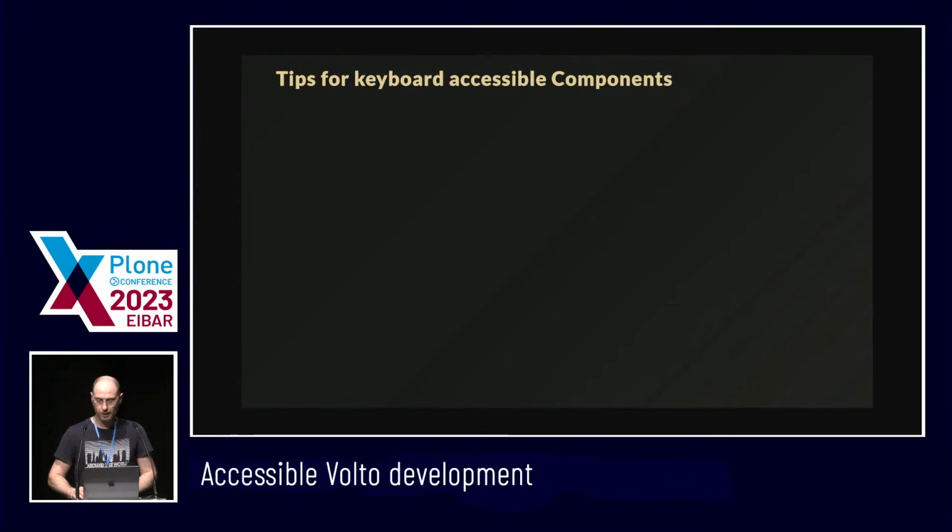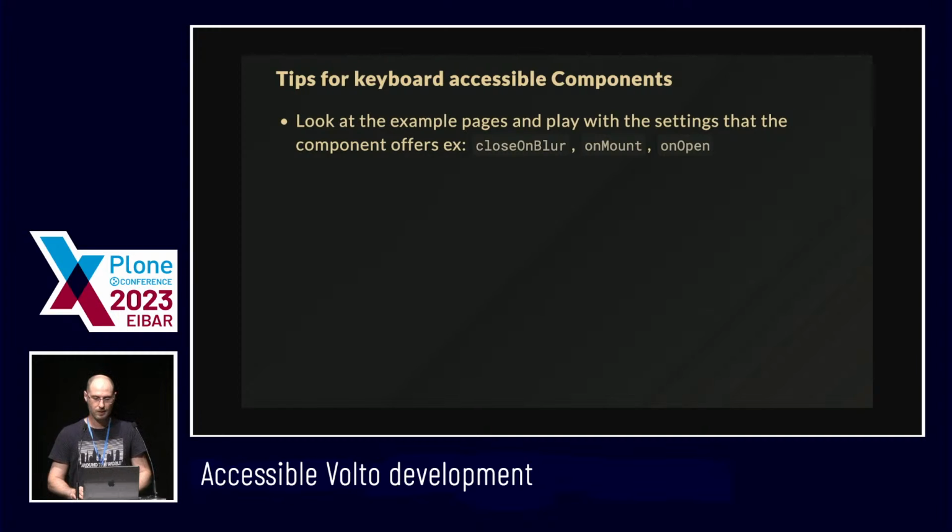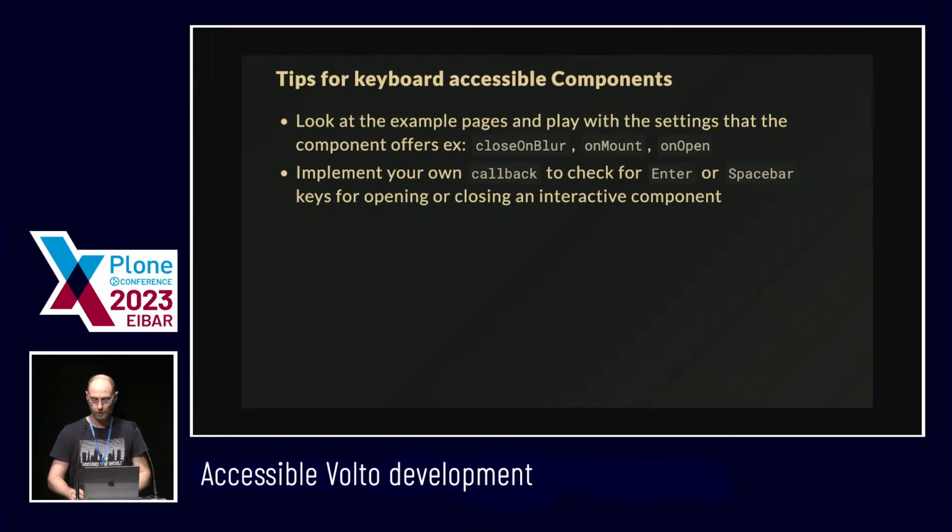So some tips for keyboard accessible components. As I was mentioning, look at the example pages and play with the settings that the components offer, some methods like close on blur, onMount, or onOpen. And make sure that you implement your own callback to check for enter or spacebar keys for opening or closing an interactive component. If you cannot use HTML elements with proper tab support, then you will need to use the tabindex to make sure that that element is tabbable.